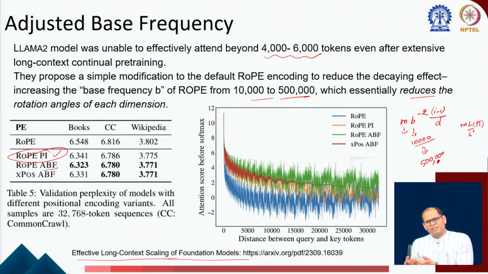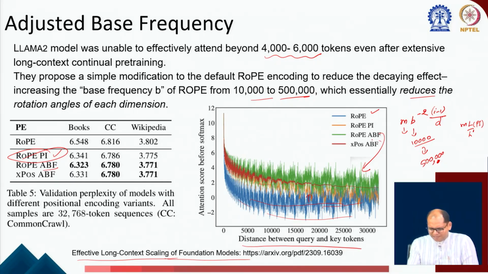And they say by doing that, it was much more effective to train with or do inference over long context models. This is a picture where they show the RoPE model in blue. If you increase the distance between query and key tokens, what is the attention before softmax? You see it reduces drastically in the case of RoPE. It is better in RoPE PI, the yellow curve, but it is much better in RoPE ABF, the green curve. This is the best curve, so it does not decrease drastically. It has some value.